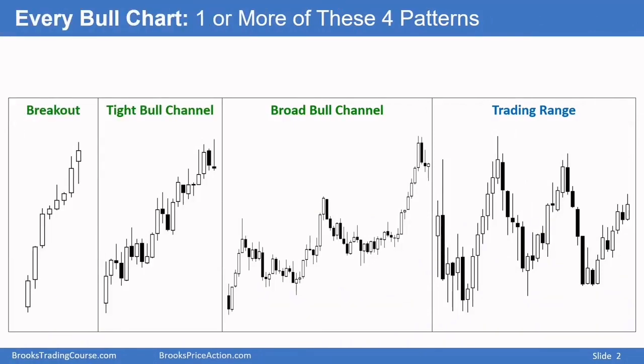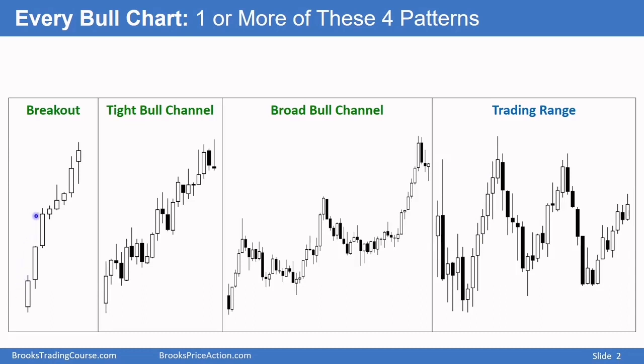Every bull chart is made up of one or more of these 4 patterns. And it doesn't matter on the time frame, the type of market, or the type of chart. Every chart that's going up is made up of some combination of these 4 patterns. Sometimes the pattern might only be a bar or 2 long. Sometimes it may be 20 or more bars. For example, breakouts are often relatively brief, and trading ranges can last a very long time.